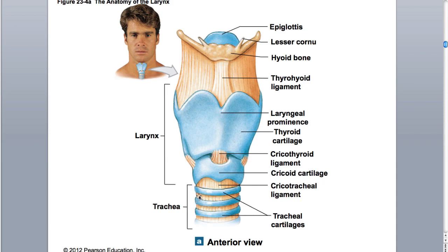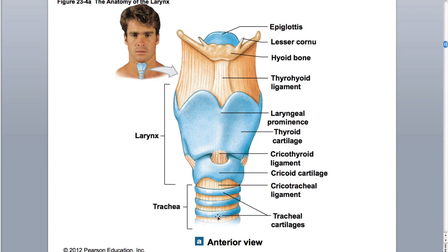Now I'm going to stress this tracheal cartilage down here. They're actually in the shape of the letter C. So they're C-shaped cartilage rings. Again, why cartilage? Because it's flexible. These C-shaped cartilage rings allow the trachea to expand and contract, especially when air is coming in and when air is leaving. But it does what though? The C-shaped cartilage rings prevent the trachea from collapsing.